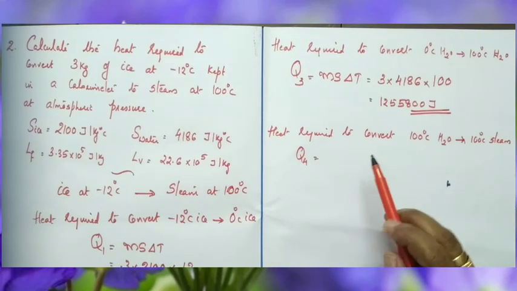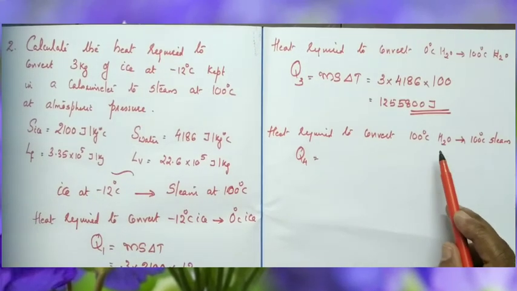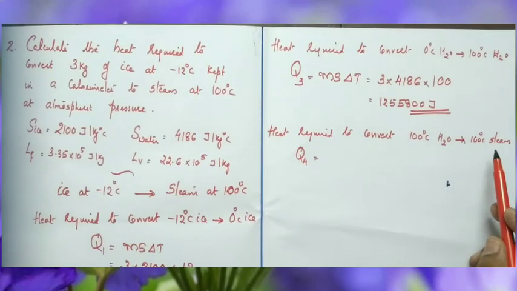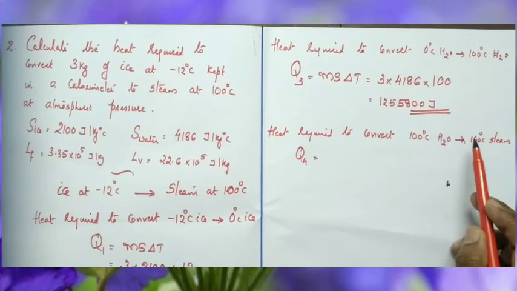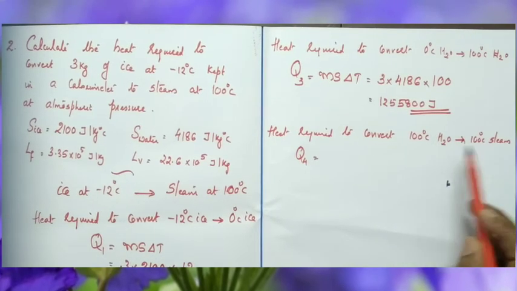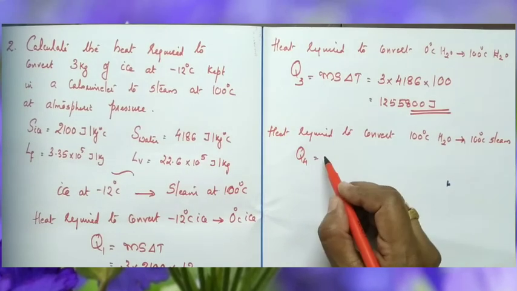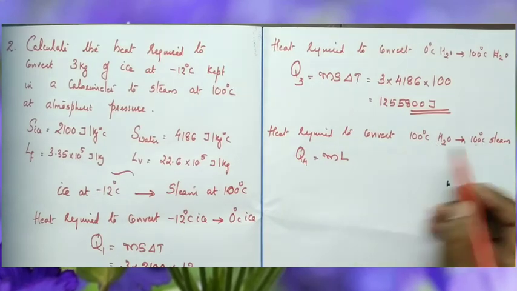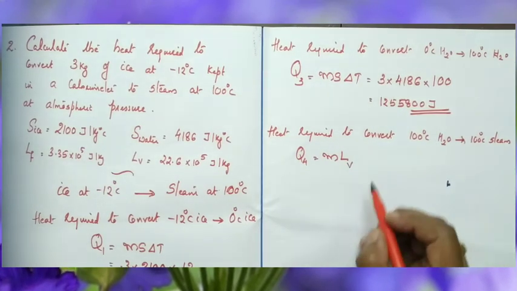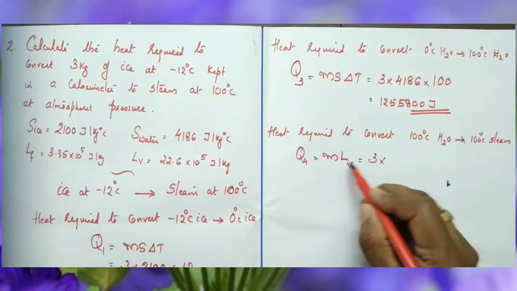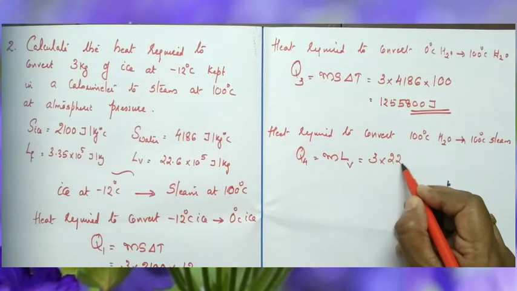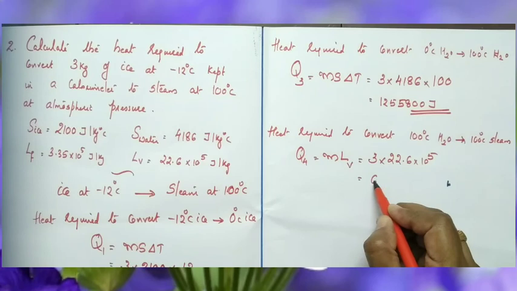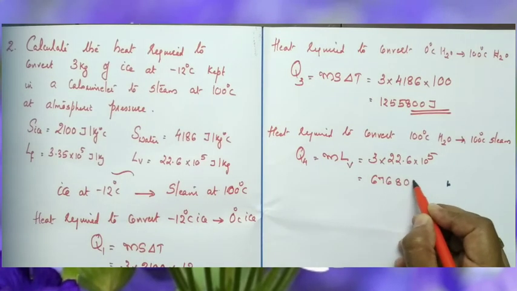Now, the next process is the heat required to convert 100 degrees Celsius water to 100 degrees Celsius steam. Here there is no change in temperature, but there is change of state from water to steam. Since there is change of state, the formula is Q equal to m L. Here water to steam, so latent heat of vaporization L_V. Mass is 3 kilogram, latent heat of vaporization is 22.6 × 10^5, and its answer is 6,768,000 joules.